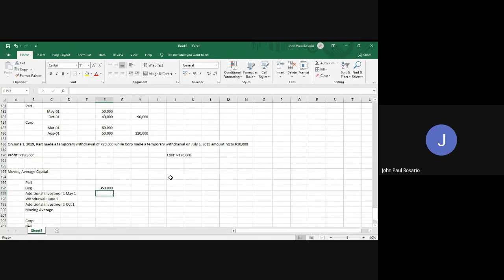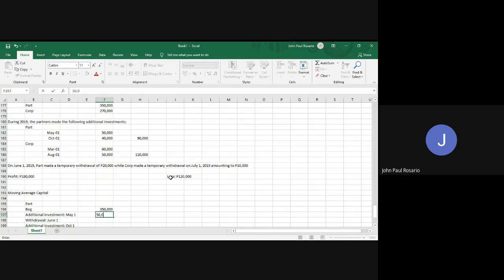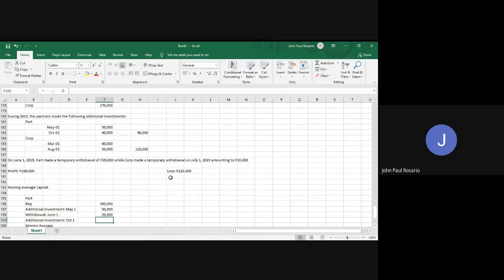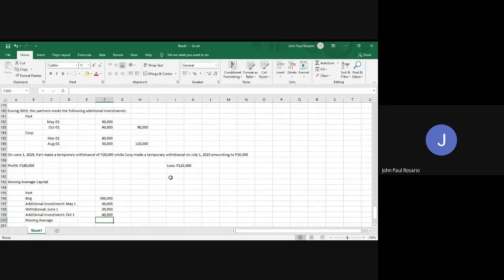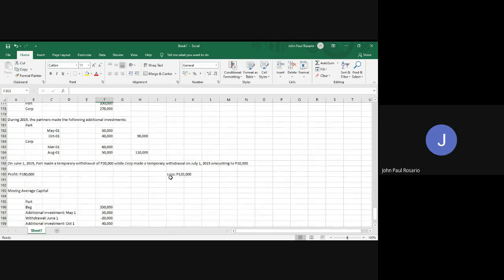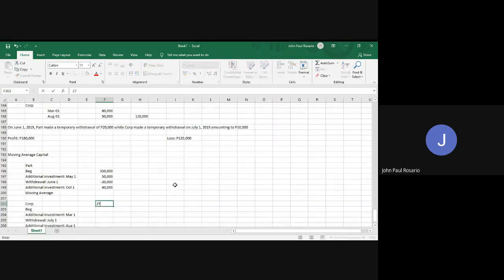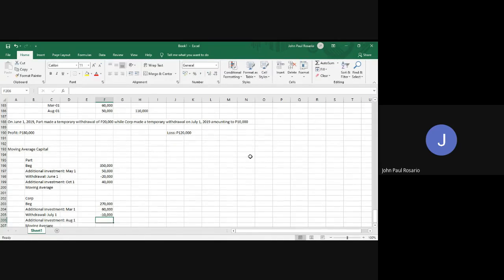Tapos, yung additional investment on May 1 is 50,000. Naa siya withdrawal amounting to 20,000. And then additional investment of 40,000. Okay? While for corp, the beginning balance niya is 270,000. Sorry. Additional investment is 60,000 in March 1. Naa siya withdrawal na 10,000 in July 1. And then naa din siya additional investment of 50,000.